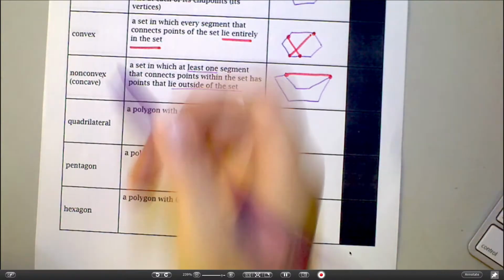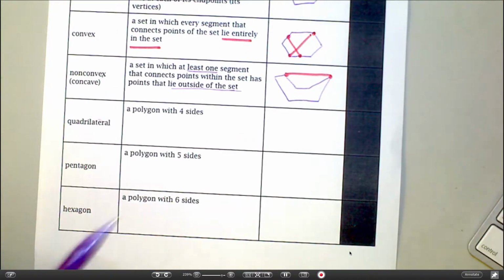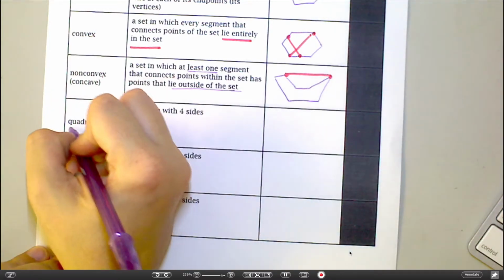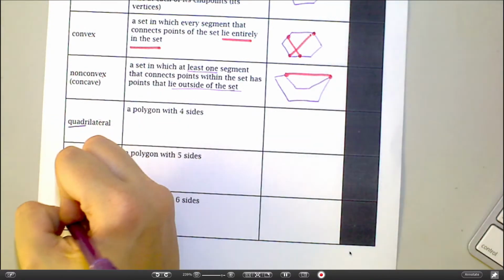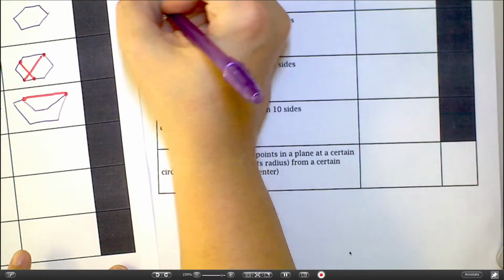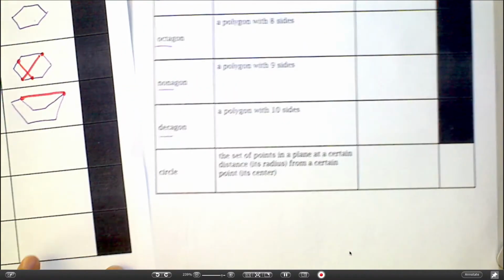Okay, from quadrilateral all the way down to decagon. Those are all just types of polygons. Remember we talked, what's a polygon again? A shape. Okay, so these are all just different names for shapes. A quadrilateral is a four-sided polygon. Quad, 4. Pentagon has 5. Hexagon has 6. Heptagon has 7. Octagon has 8. Nonagon has 9. Decagon has 10.